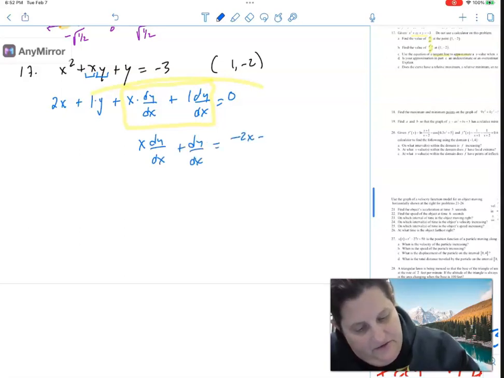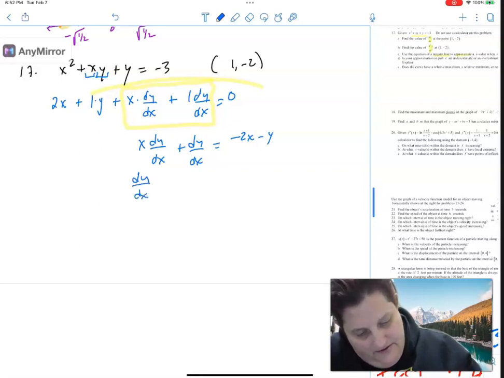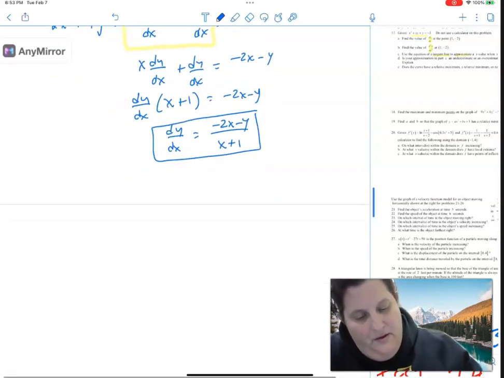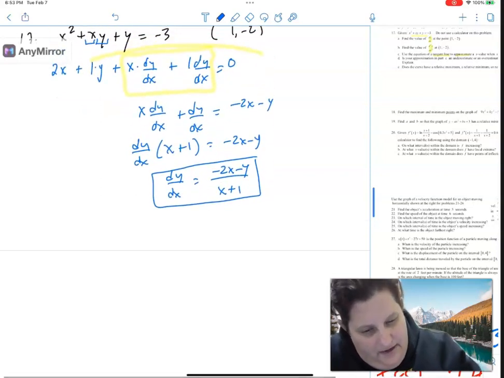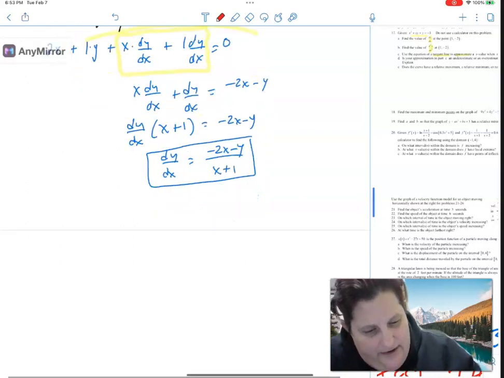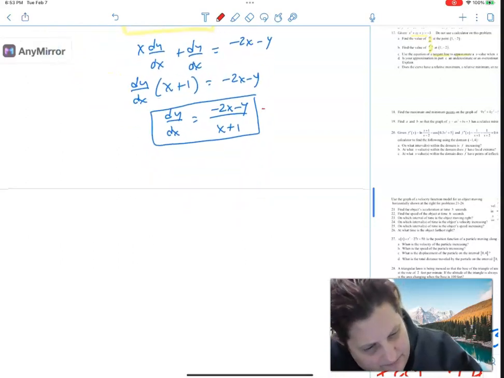So that's negative 2x minus y. I factor out a dy dx to get x plus 1. And when I divide over the x plus 1, I get negative 2x minus y over x plus 1. All right. When I plug in the point, x is 1, y is negative 2.